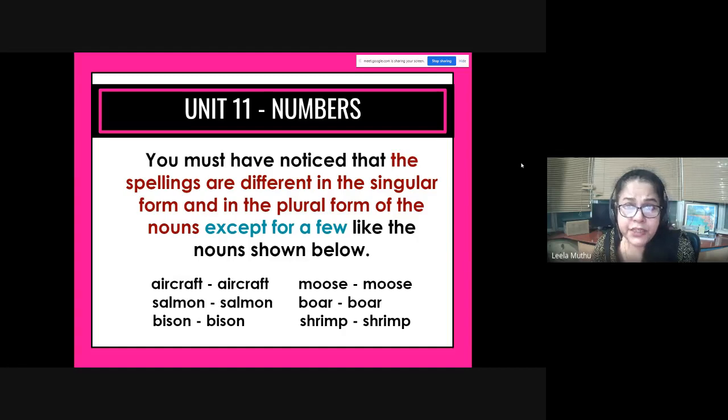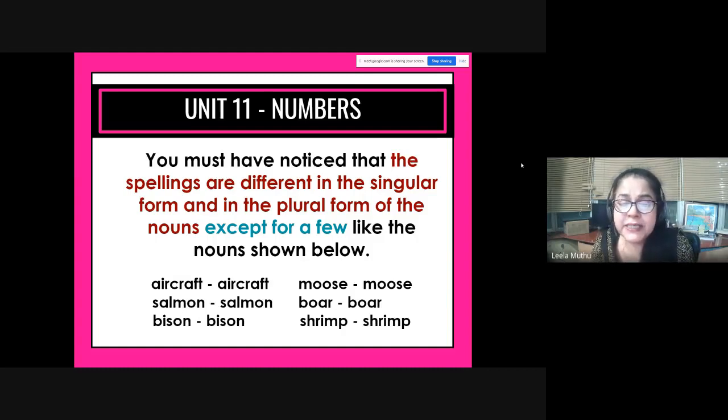Salmon is a type of fish. One salmon, many salmon. Bison is a type of buffalo, which you find in Africa. Bison, bison, okay? Many bison. Moose is a type of deer. It's got really big antlers. They're really majestic to look at. One moose, many moose. You don't say meese. Okay? Boar, wild pigs. In the plural stays boar. Shrimp is basically prawns. Shrimp, shrimp.